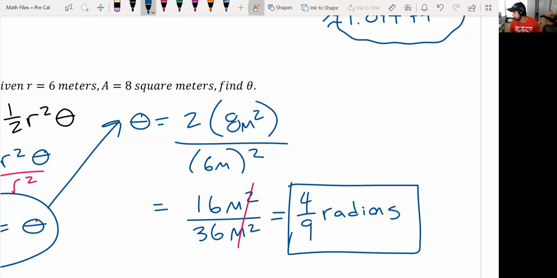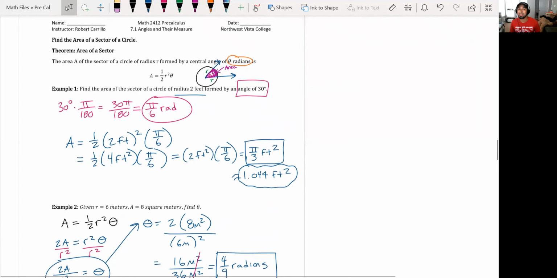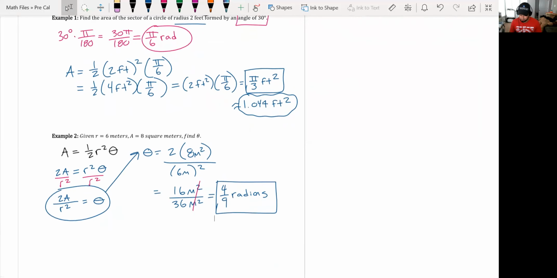All right, awesome. And that's it. That is the formula to find the area of a sector. All right. And once again, if you wanted it in decimal number, that would be what? 0.44 repeating radians.